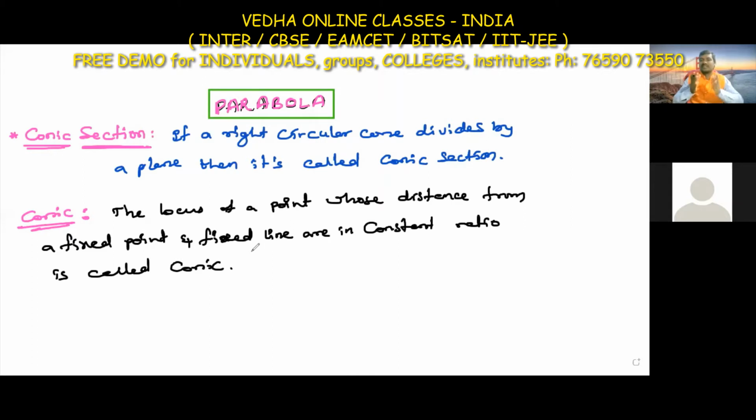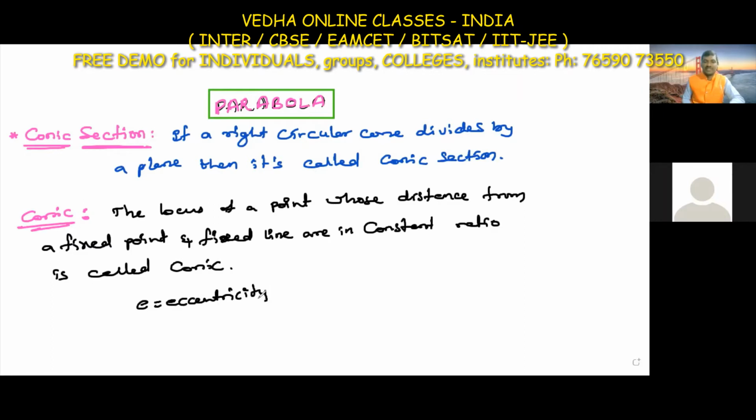This eccentricity value may be less than 1, equal to 1, or more than 1. Less than 1 means it is an ellipse, equal to 1 means it is a parabola, and more than 1 means it is a hyperbola. So e is equal to eccentricity.